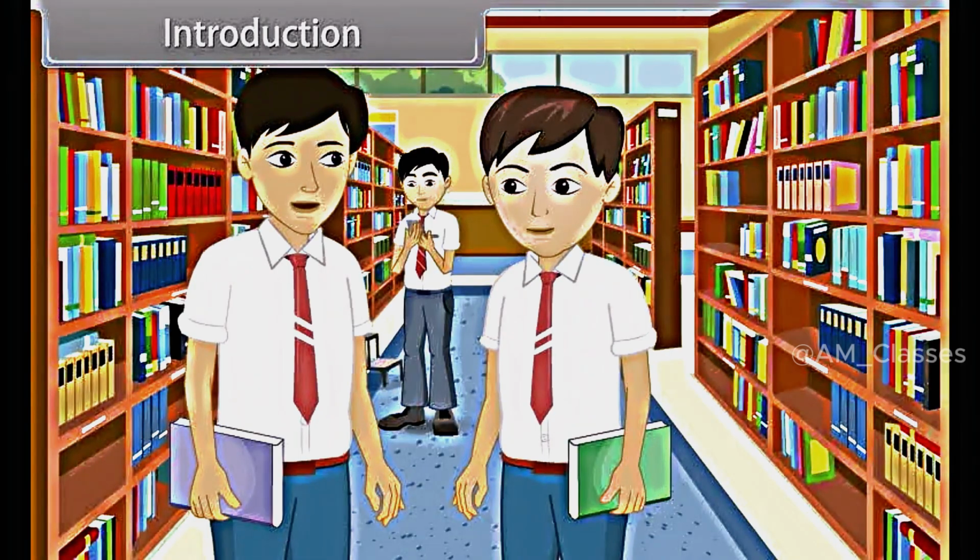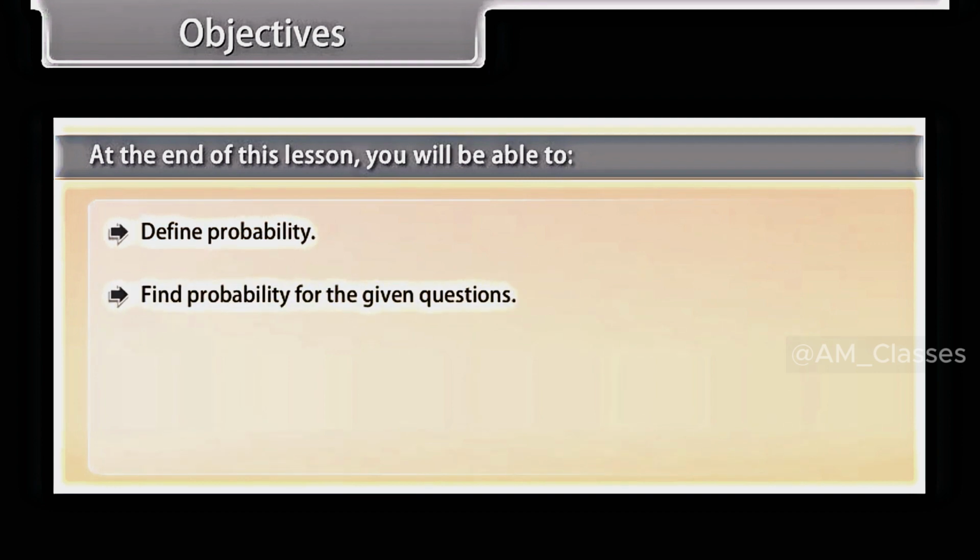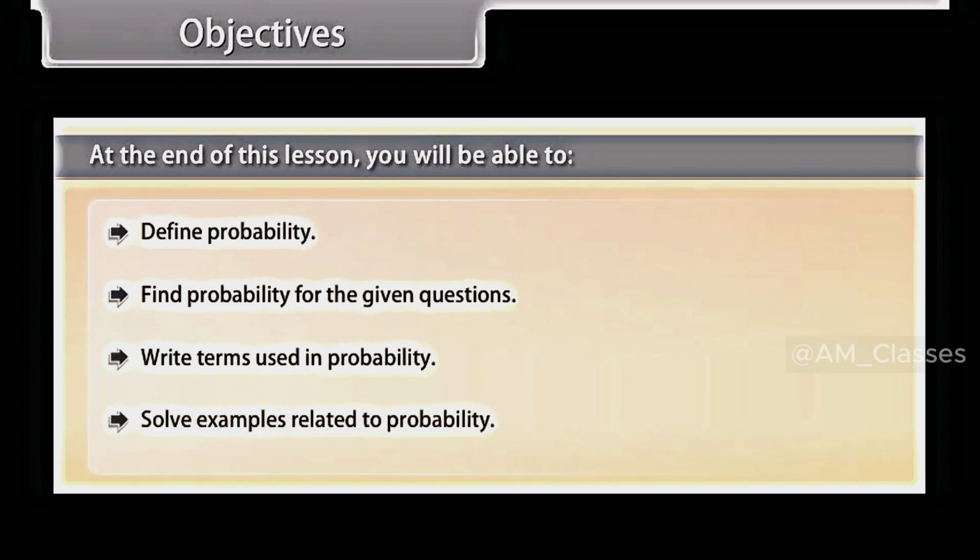It means chance. Come, I'll explain more about probability. Objectives. At the end of this lesson, you will be able to define probability, find probability for the given questions, write terms used in probability, solve examples related to probability.